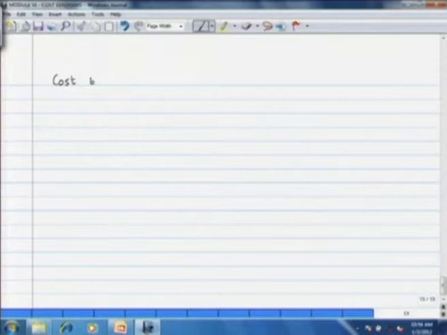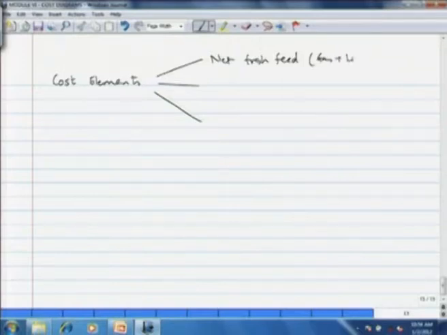And I just mentioned that we have identified 3 streams in the process. First stream is the net fresh feed, NFF, net fresh feed, then another feed is gas recycle, and the third is liquid recycle. Okay? So that point we note. The cost elements are 3. First is net fresh feed. This includes gas feed plus liquid feed. Remember, gas feed means H2 CH4 and liquid means toluene.